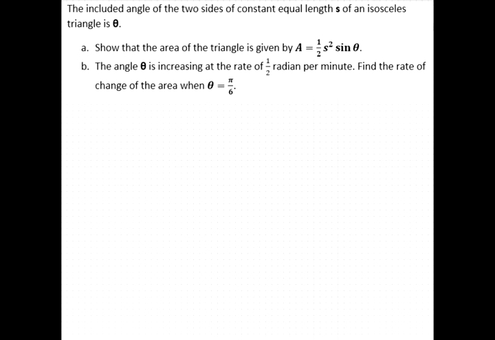The included angle of the two sides of constant equal length s of an isosceles triangle is theta. All right, so let's sketch that out real quick. We have an isosceles triangle. Isosceles means two sides are equal in length and the third side is different. So we'll say this side is length s, this side is length s, and this is theta.